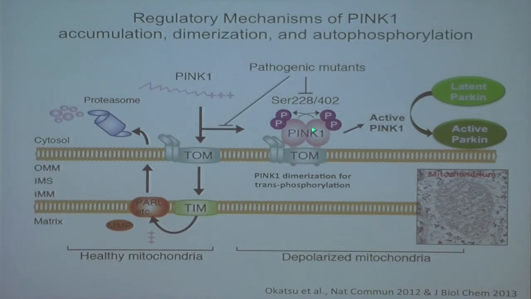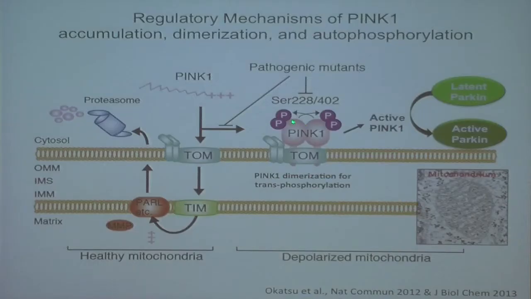Therefore, this active PINK1 promotes the recruitment of cytosolic Parkin to impaired mitochondria. In this case, cytosolic Parkin is latent, but recruited Parkin is activated. So we examined the mechanisms of activation. This data is very clear: PINK1 is located upstream in the same signaling pathway, upstream of Parkin.